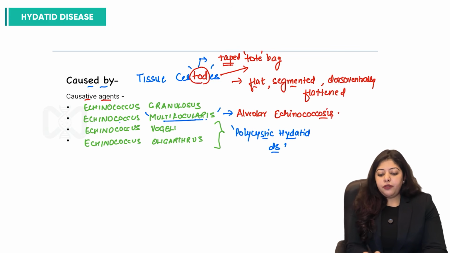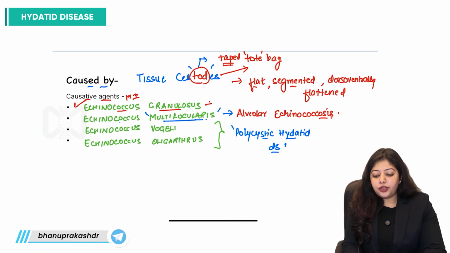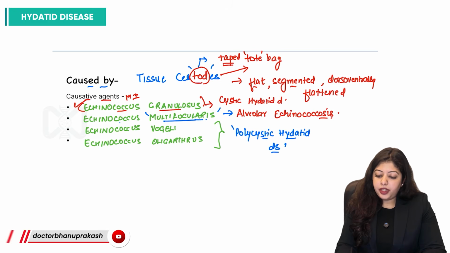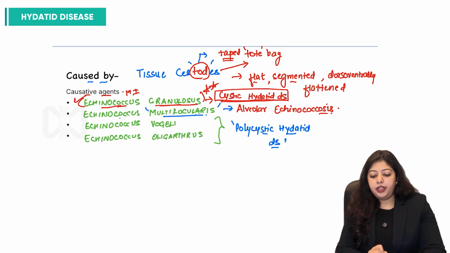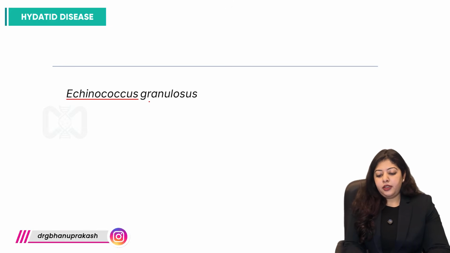Moving further to the most important species which is responsible for cystic hydatid disease, it is Echinococcus granulosus, and it is causing cystic hydatid disease. So whenever you are asked about the causative agent, if one, then it is always going to be Echinococcus granulosus, right?